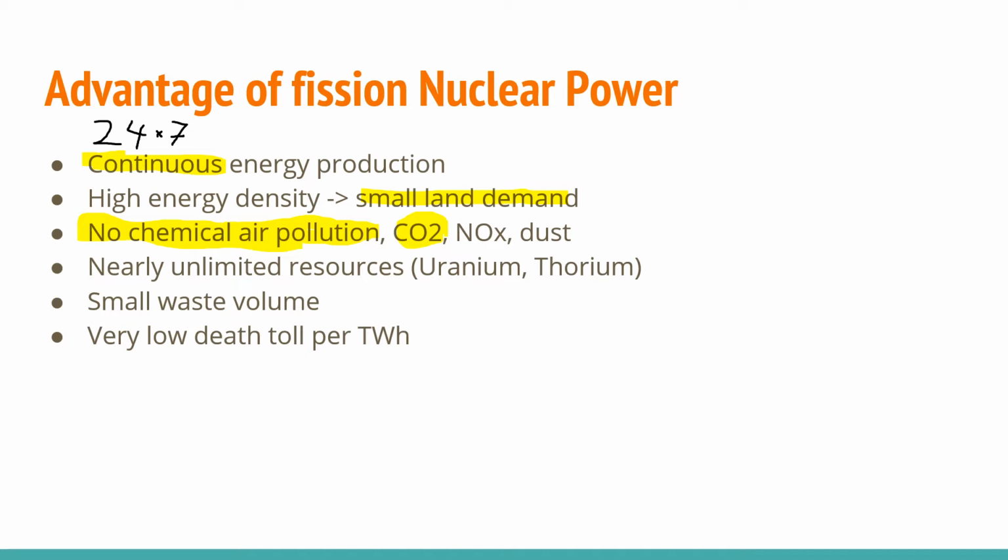So the resource, uranium and thorium, I didn't talk about thorium, that will come a little bit later, is an abundant element. We can use it for maybe at least 1,000 years, but we will see. The waste is here, but the volume of the waste is quite small, and if we count the death toll per terawatt hour, it is very low. Now we will see that in more detail.